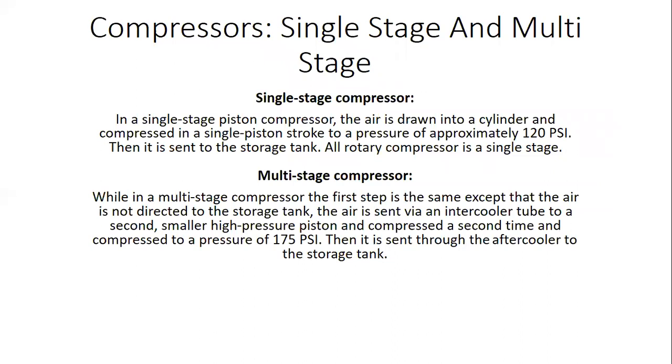A multiple stage compressor has the same concept as the single stage, except that the air is not directed to the storage tank. The air is sent via an intercooler tube to a smaller high pressure piston and compressed a second time to about a pressure of 175 psi. Then it is sent through the aftercooler to the storage tank.